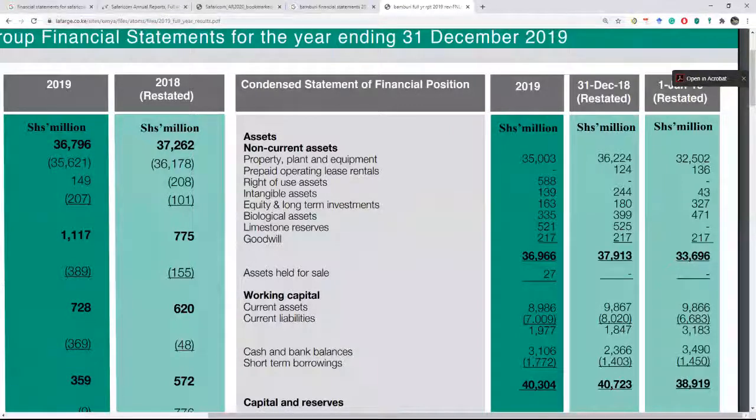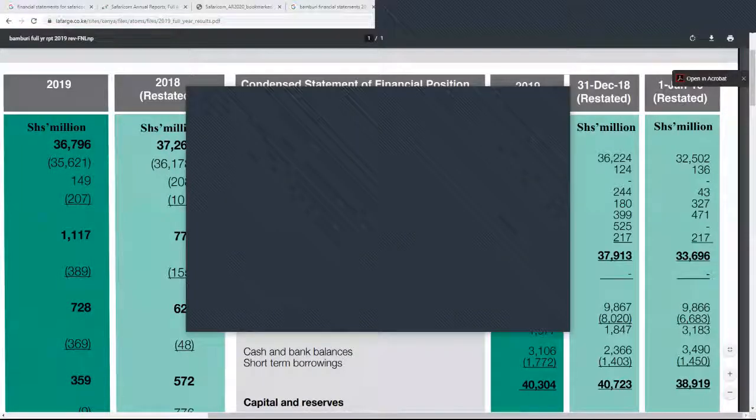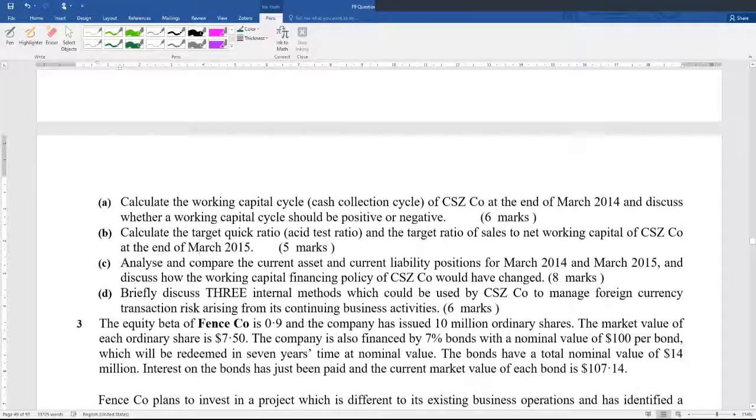So to answer the question, let's go back to our question. The question was asking us to discuss whether the working capital cycle should be positive or negative. There's no clear-cut answer. Don't forget, one of the key factors that determines whether it's going to be positive or negative is the nature of the business the company is involved in. So it's not always going to be positive or negative. One of the key things that influences it is the nature of the business or the operations the company is involved in.